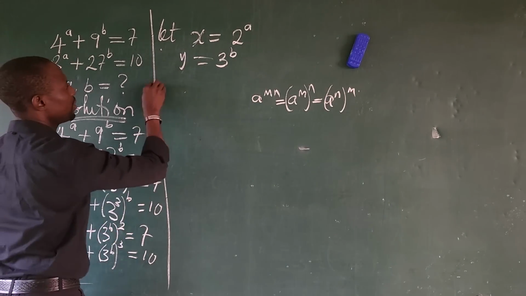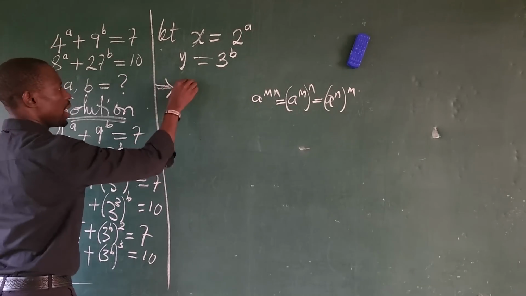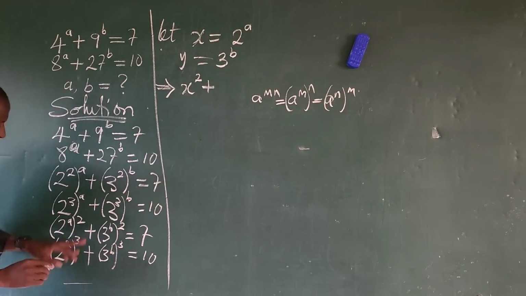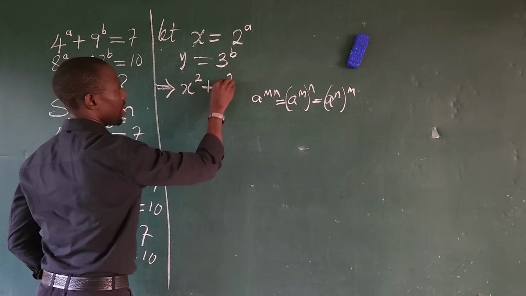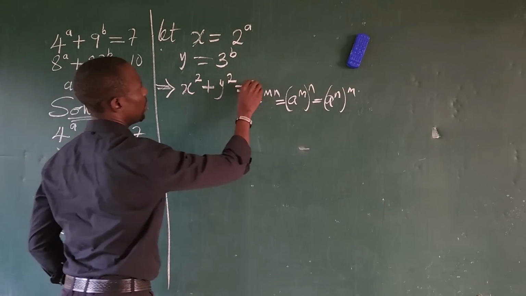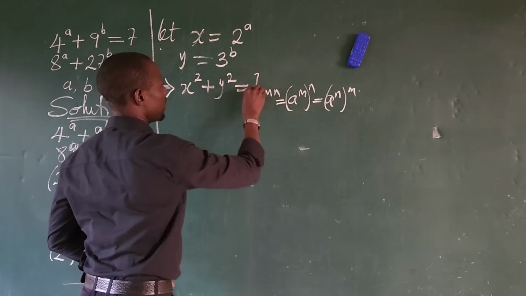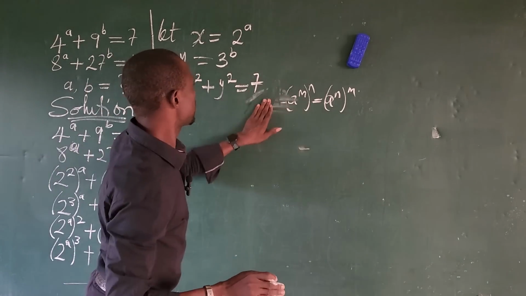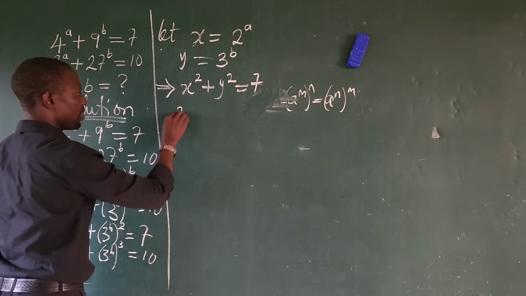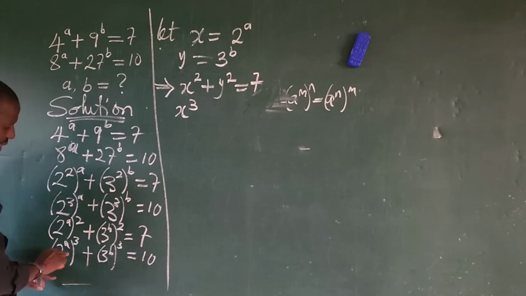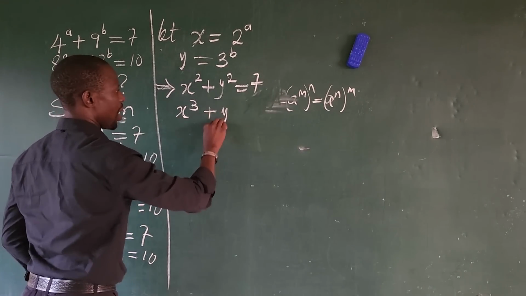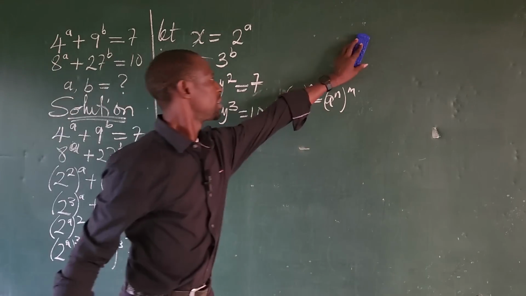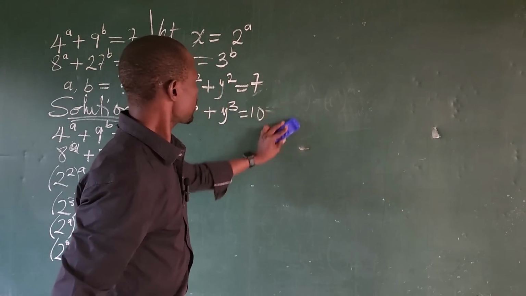If we do that, this now implies x to the power of 2 plus y to the power of 2 equal to 7. Let's erase this. Then the next one we have x to the power of 3 plus y to the power of 3, and this is equal to 10. Let's erase this.